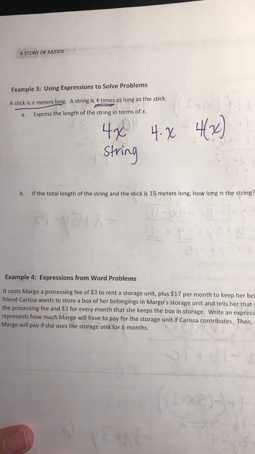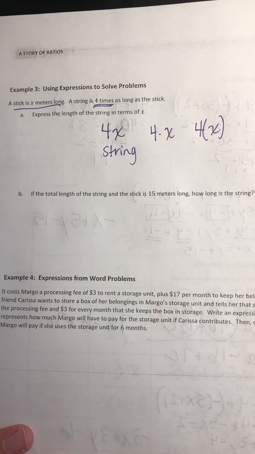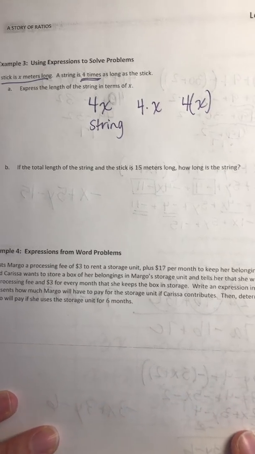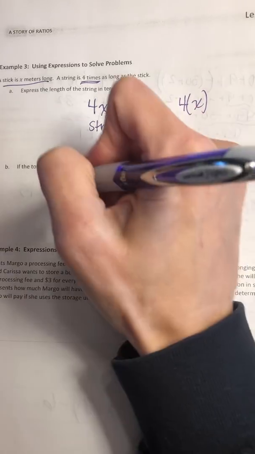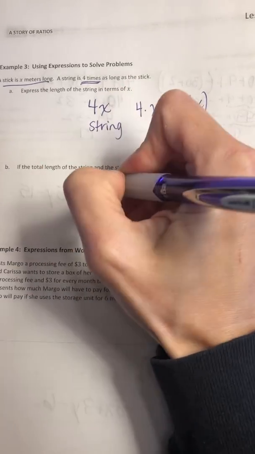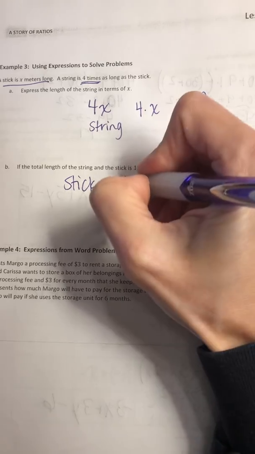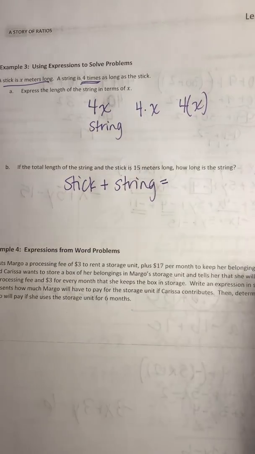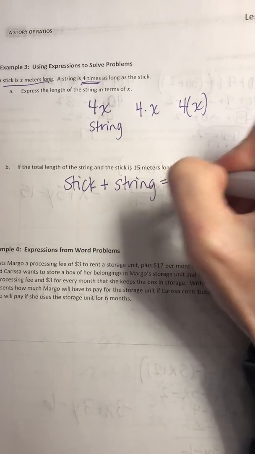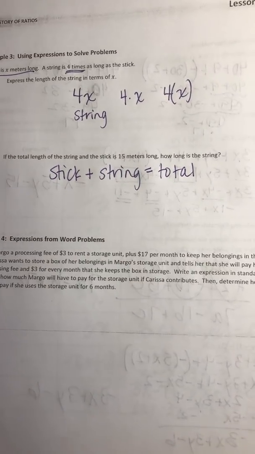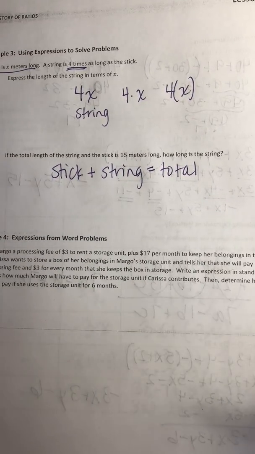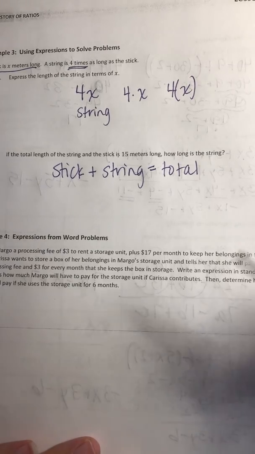If the total length of the string and stick is 15 meters long, how long is the string? So we have two items here. We have the stick and we have the string, which together give us our total. I like to write it in words first and then fill in the numbers for the words.